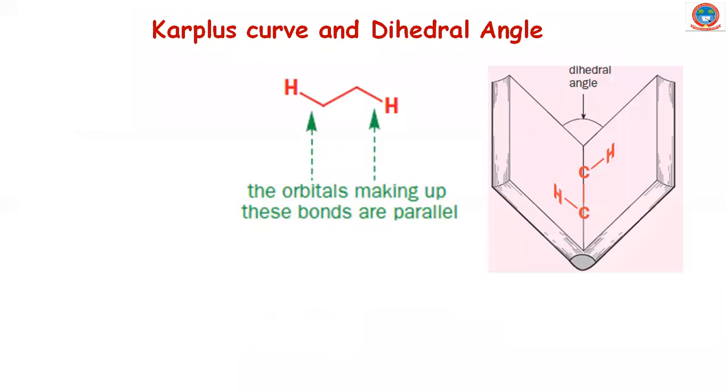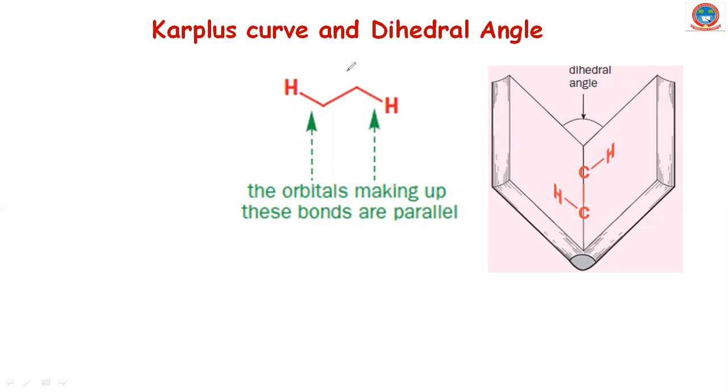Now look at this Karplus curve. First we should see what the meaning of dihedral angle is, then we'll go to the Karplus curve. You see the book to understand the dihedral angle in the molecule. So we have shown here one molecule. This is the molecule.